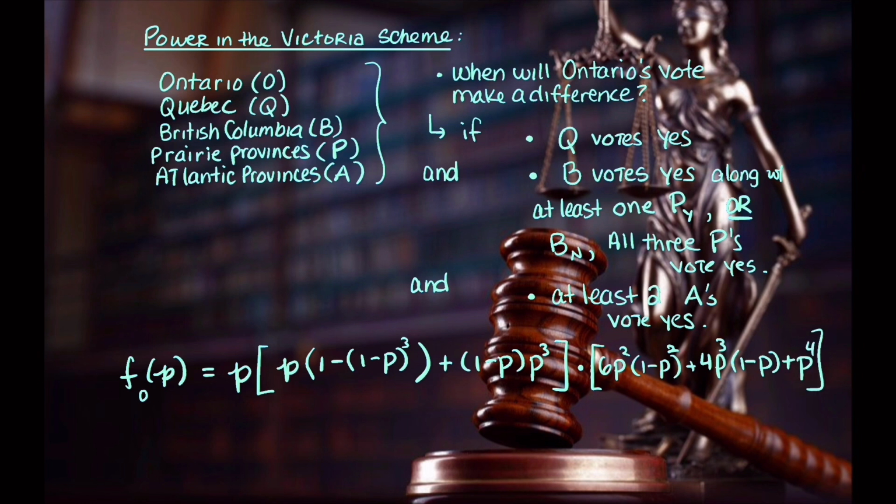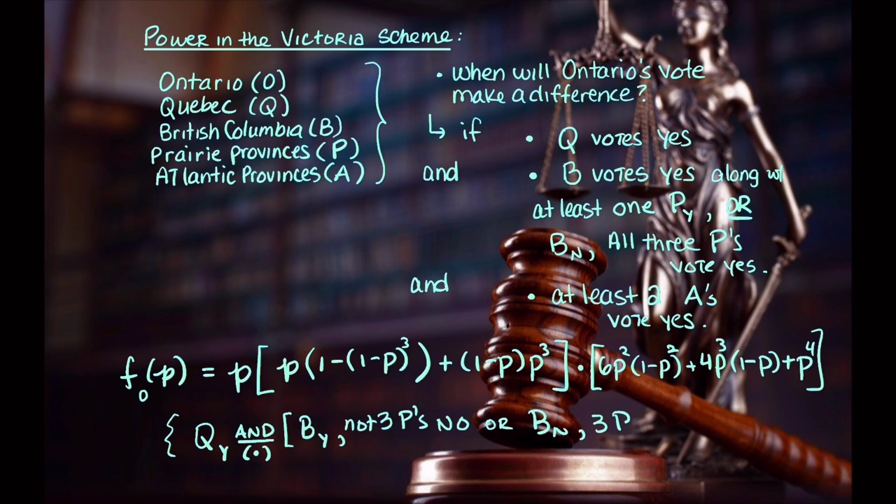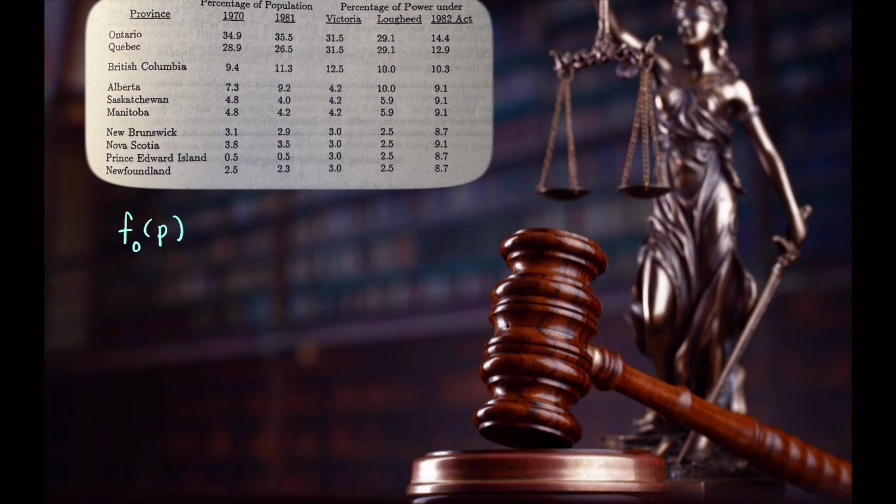Okay, and just writing out this polynomial here without having to go through all the details, if you took the time to pause the video and sort it out, you will discover this as well. Here we have basically the probability of Quebec saying yes. And if Quebec says yes, then we also want to pair that with British Columbia saying yes and the 3 prairie provinces saying no, or British Columbia saying no and the prairie provinces saying yes.